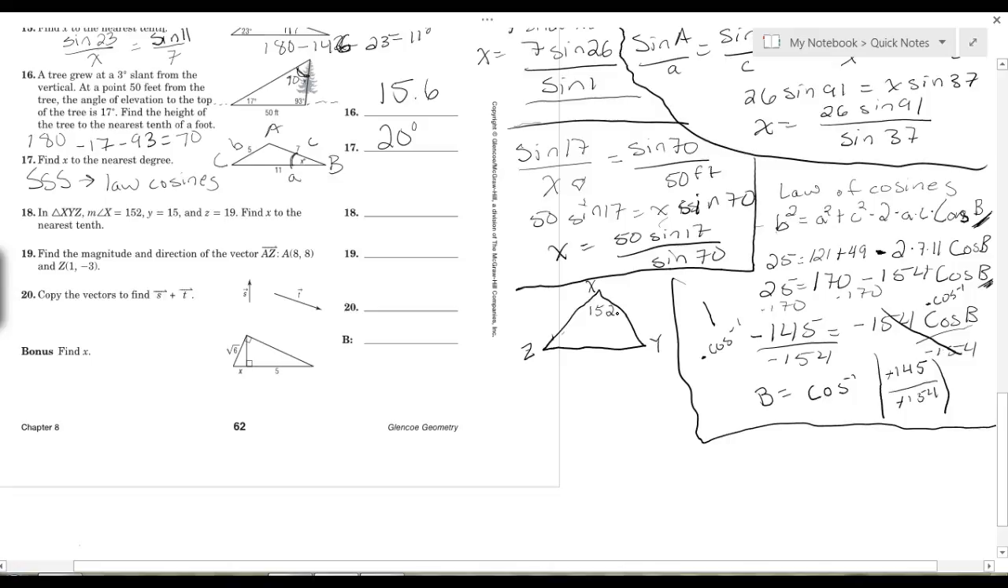Side Y, because it's a lowercase y, so side Y is the side across from here. Y equals 15, and then Z equals 19. And I'm asked to find this, side X, to the nearest tenth. So again, I'm going to use the law of cosines because I have two sides and an angle.